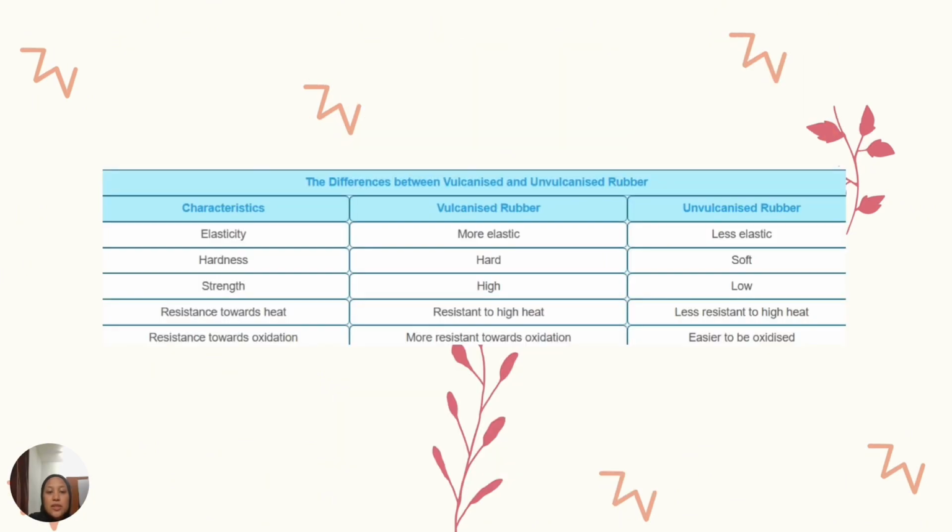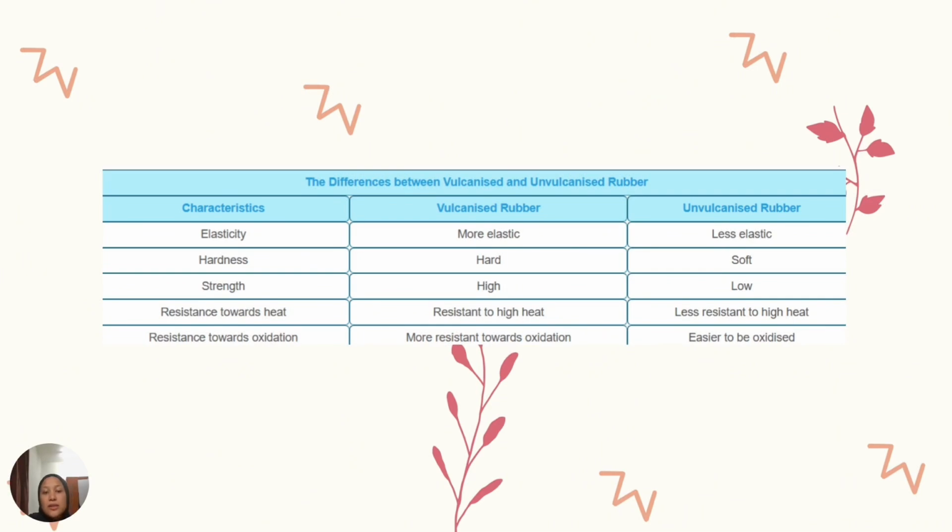So for the last one is the difference between vulcanized and unvulcanized rubber. Okay, so for the characteristics: elasticity, hardness, strength, resistance toward heat, and the last one is resistance towards oxidation. The vulcanized rubber is more elastic, hard, high strength, resistant to high heat and more resistant to oxidation.